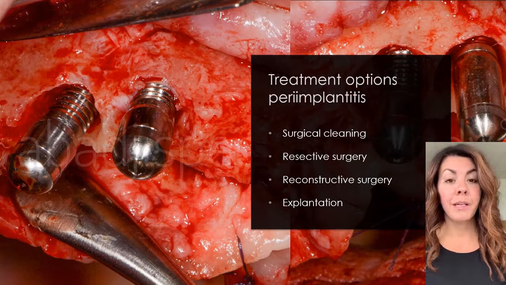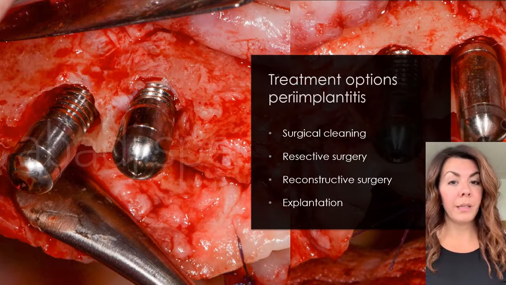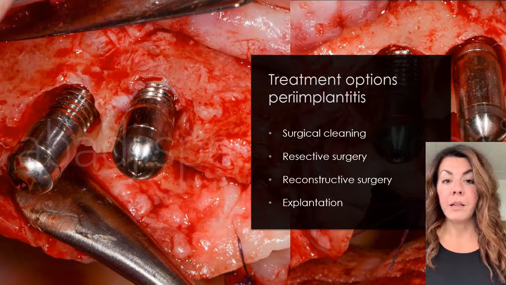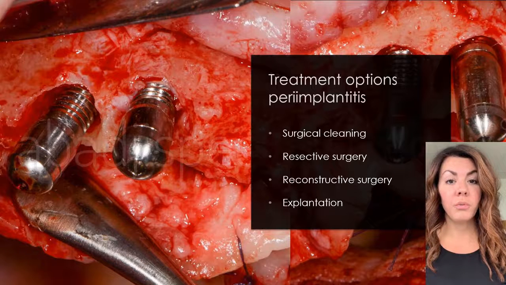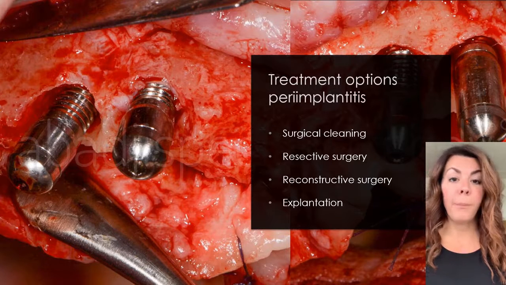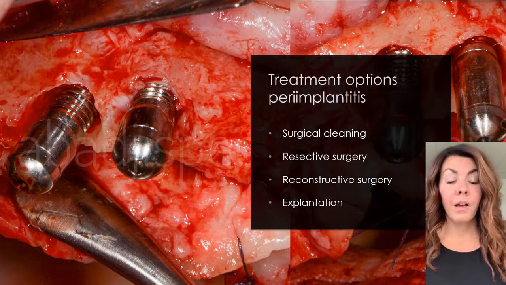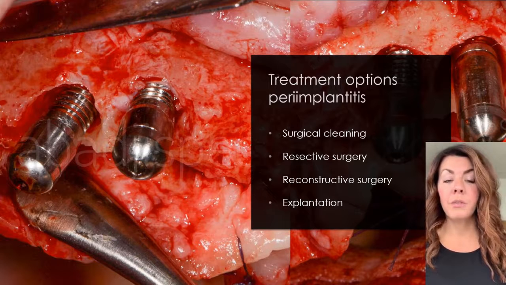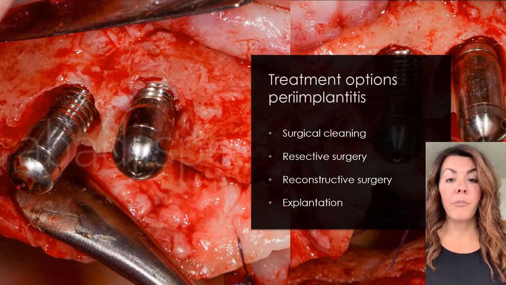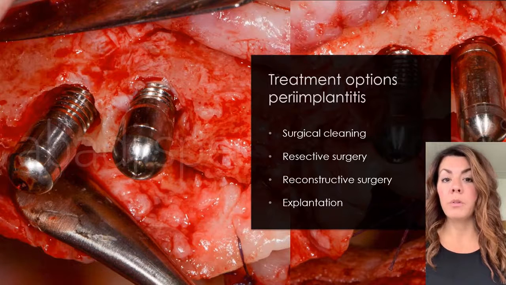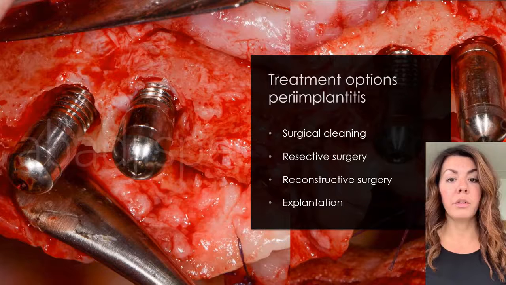The first one is a surgical cleaning. With this, I mean that you do a flap, you do a cleaning around the implant, you remove calculus and granulation tissue, and then you place your flap back. According to the literature, there is a chance that you might have bone fill after this type of treatment, even though you haven't placed any biomaterial in the crater defect.